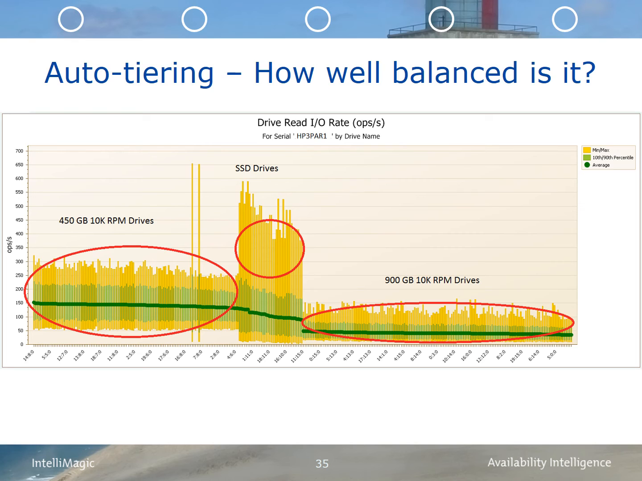Now, for a system like HP 3PAR, this provides a really good indication of how effective the auto tiering policy is working. So we can see in this case that the average IOs per second for the 450 gig drives is around 150 IOs per second, whereas the 900 gig drives that have the same performance capabilities are running at about 50 IOs per second. So while we do see some of the SSD drives running higher than the 450 drives, overall, we see a disproportionate amount of work on the 450 gigabyte drive. So this is actually something where we'd want to go in and adjust the way that the auto tiering is working.